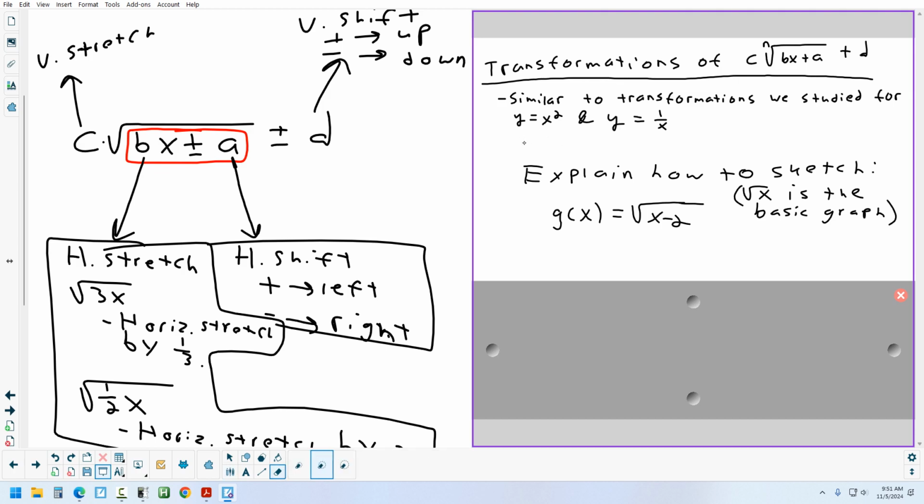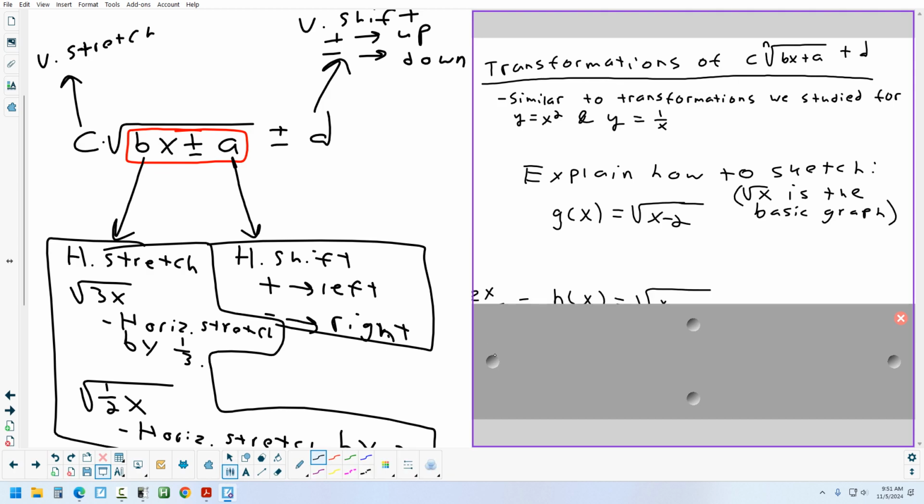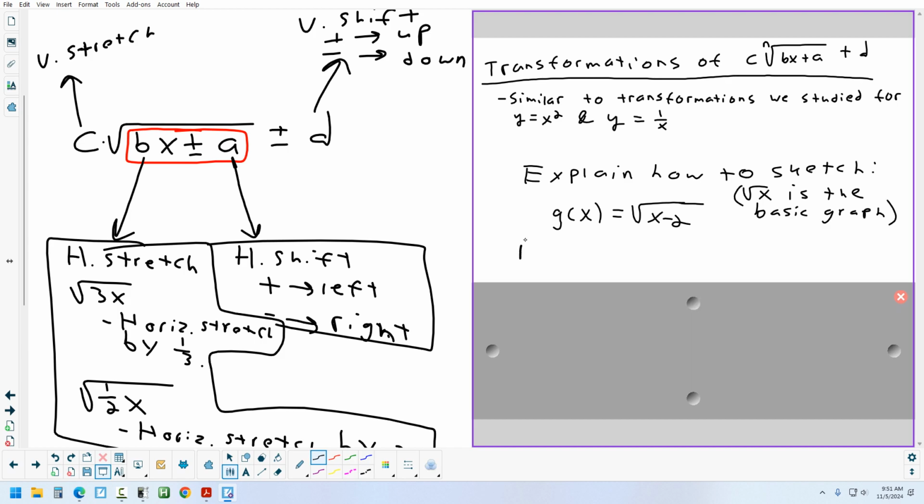So it says explain how to sketch the square root of x minus 2, and the graph you would be starting with is the square root of x. So the first thing to understand is you'd never be comparing a square root to a cube root. You always have to compare the same index to each other. How many transformations are in this one? Just one. What is that minus 2 going to do? Horizontal shift right 2. Yep. That's it.